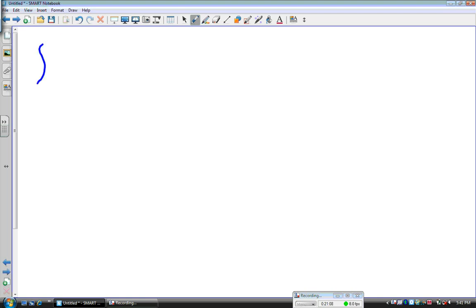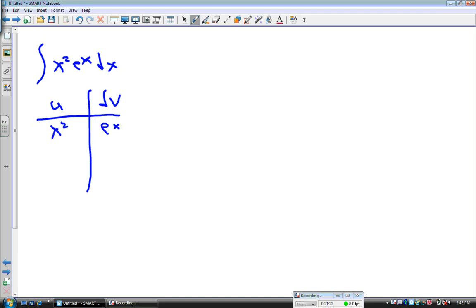Anyway, here's another way to do it. Same problem. X squared e to the x is the integrand. And we'll still pick u and dv. U was x squared and dv was e to the x. I'll write it this way. And remember what you do with u's, you differentiate.